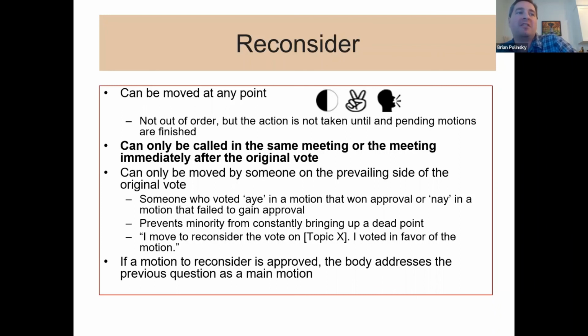If a motion to reconsider is approved, then the body addresses the previous question as a main motion. So the motion to reconsider isn't saying that we're going to overturn the previous motion immediately. It just means we're going to bring up a new debate on that main motion, and then we can vote on that main motion a second time.